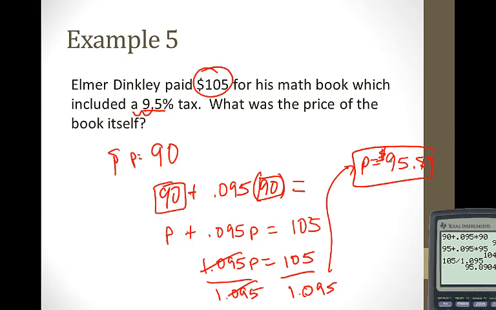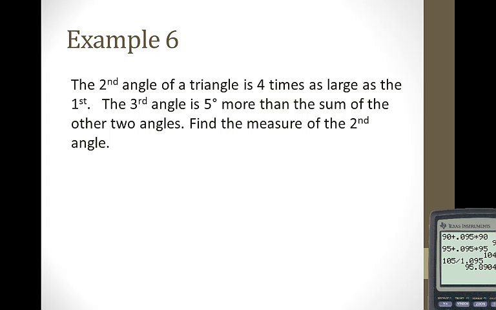Okay, last example. The second angle of a triangle is 4 times as large as the first, and the third angle is 5 degrees more than the sum of the other 2 angles. Find the measure of the second angle.